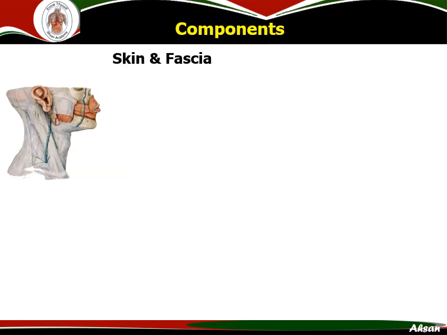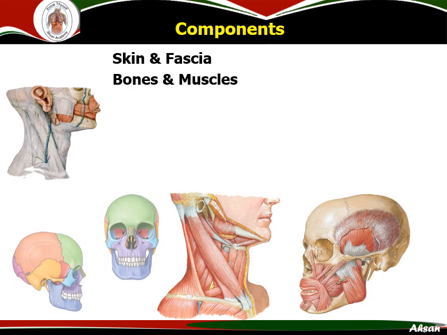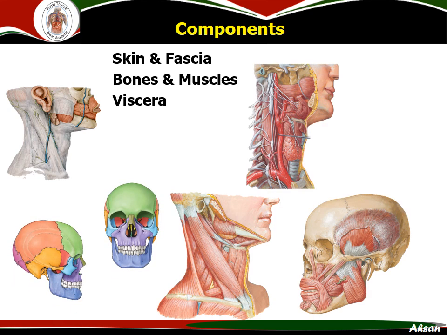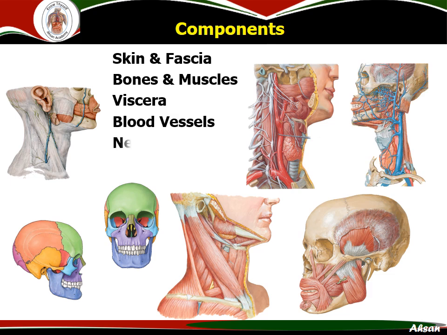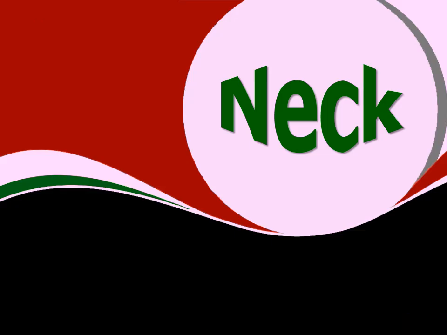The neck, how should we study? We should study the skin and fascia, then bones and the muscle, then viscera present here, and the blood vessels, nerves, and the lymphatics. In this sequence, we can study the neck separately and the head separately. Let's start with the neck.